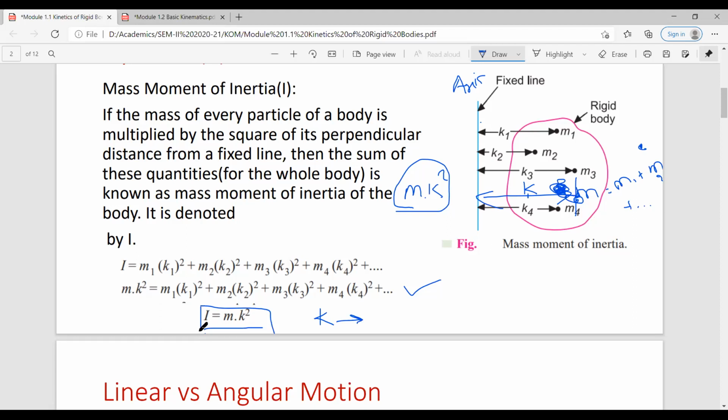So keep noting down this formula, I is equal to mk square. And if you revise it at home, you will surely know and remember my words. You write down this formula, I is equal to mk square.